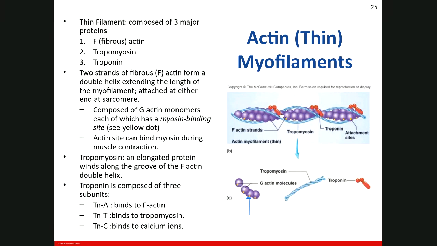And our troponin is composed of three units. TNA, A means actin, so it's attached to actin. TNT, T means tropomyosin, so this part attaches and binds to tropomyosin, and the other one is TNC, which binds to calcium ion.